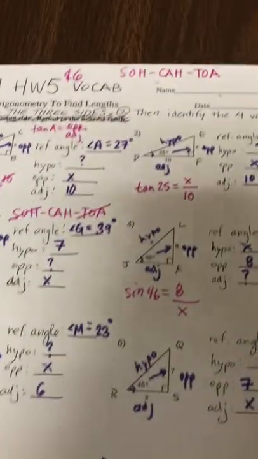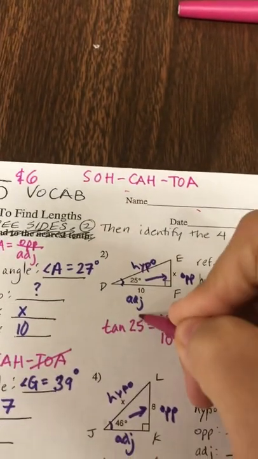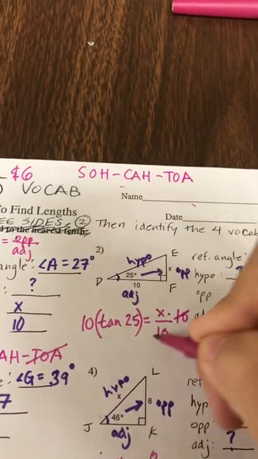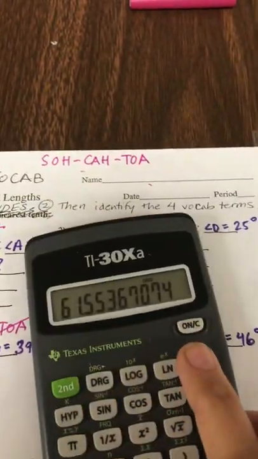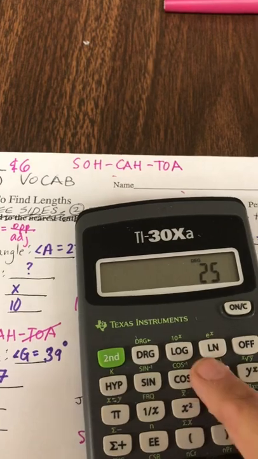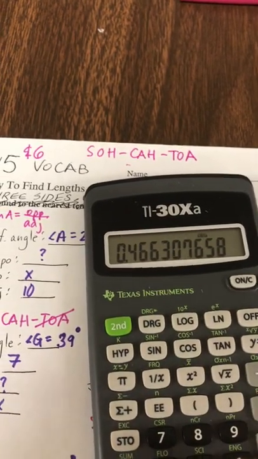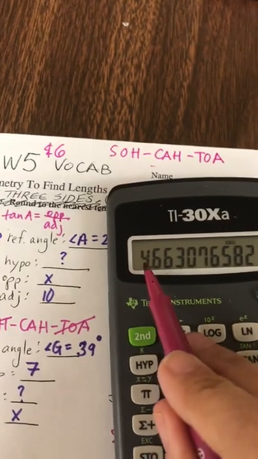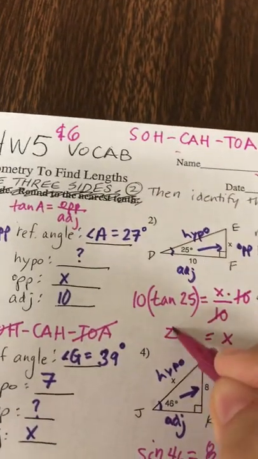All right. Now, same thing. I'm going to multiply both sides by 10. So x is equal to the tangent of 25 times 10. Tangent of 25 is that ratio times 10. So I'm going to round that to 4.7 because that's a 6.